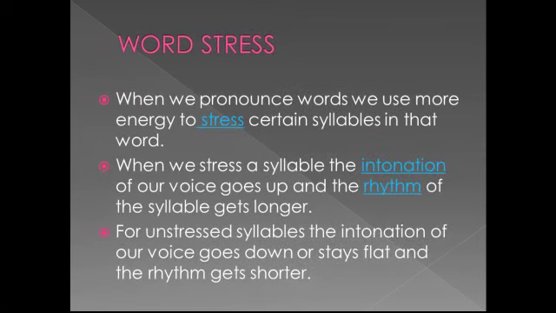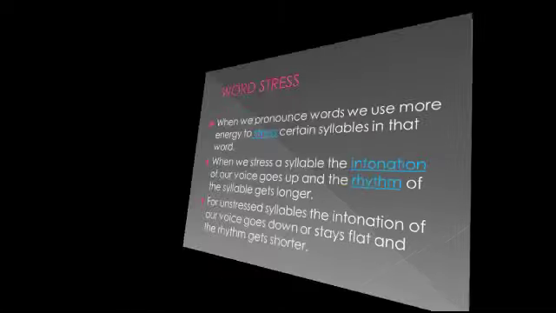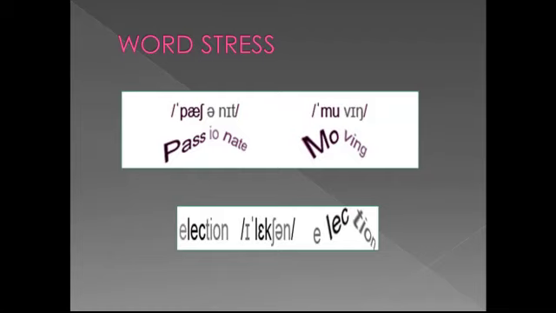Let's look at how stress is used to pronounce the different syllables in these words. Think of how intonation and phrasing change with changes in stress. Passionate. Moving. As you can see, the first syllable in each word is stressed, so the intonation goes up and the beat or rhythm gets a little longer for the first syllable, of course. For example, the word election would look like this. Election.